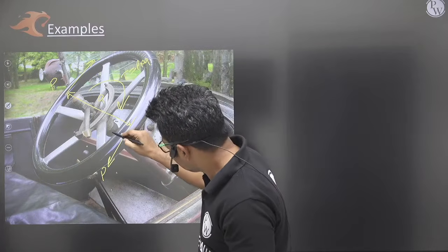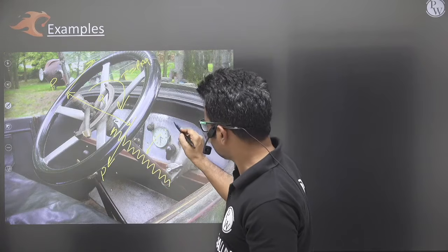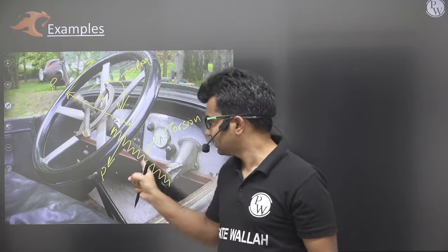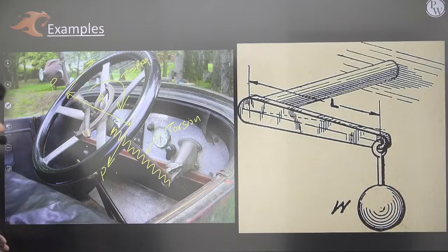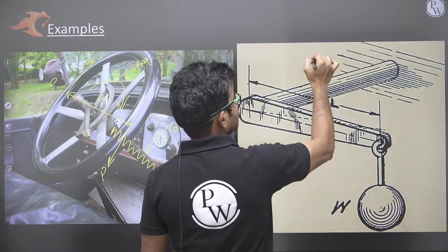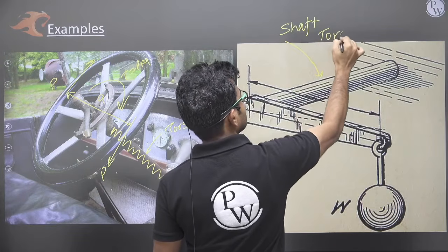So in this shaft there will be torsion. Torsion will cause shear stresses in this shaft. So everywhere we can see there are several types of stresses. Here also this is a shaft. In this, torsion will occur. There will be torsion in this shaft.